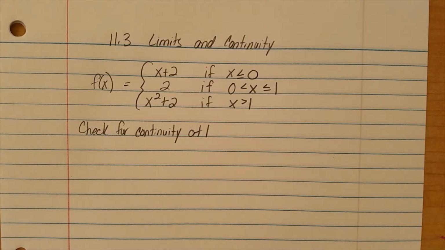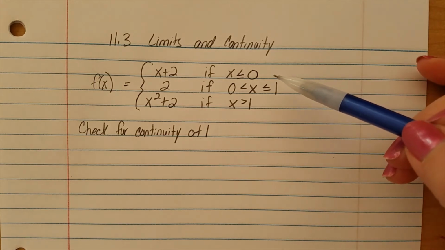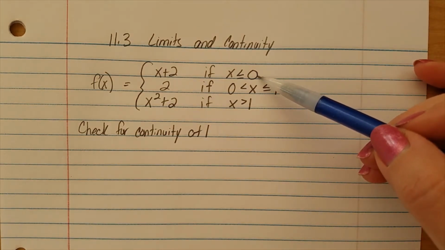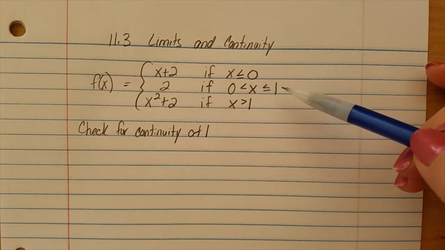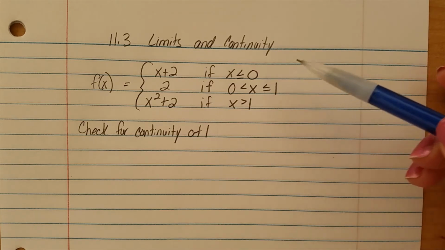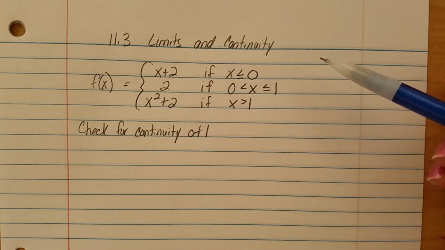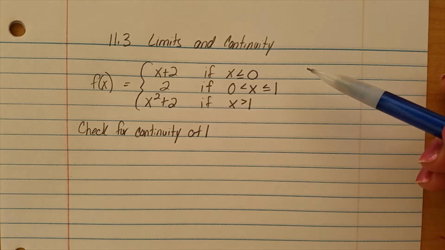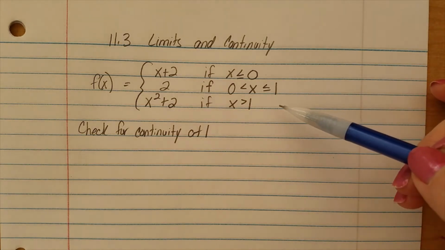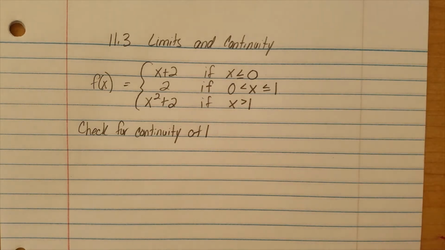Let's wrap up your notes on 11.3, limits and continuity. We left off looking at this piecewise defined function. We could see that we needed to check for continuity at 0 and at 1. In our notes, we looked at 0, we met all three conditions, and we could say the function f was continuous at 0. So now let's go ahead and check for continuity at 1.